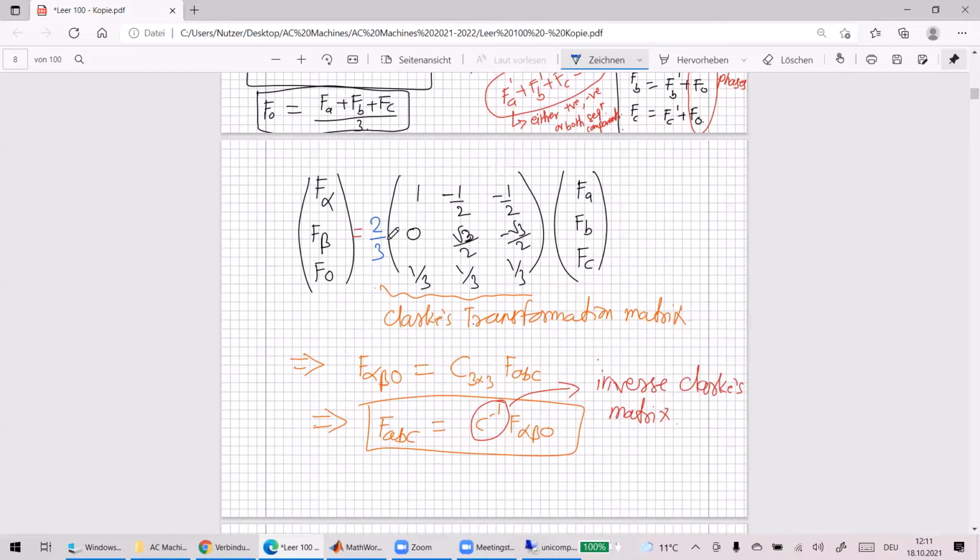But if you come from ABC and then go to DQ, and then from DQ you go to ABC again, you will literally not see any difference, because the Clarke transformation or the Park transformation, and the inverse, are all canceling each other. But when you see it in DQ or alpha beta, it makes a difference.